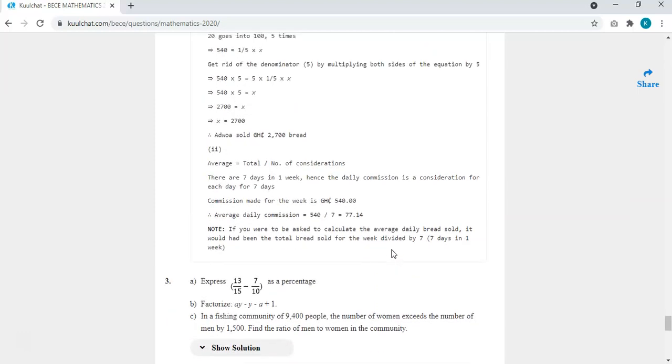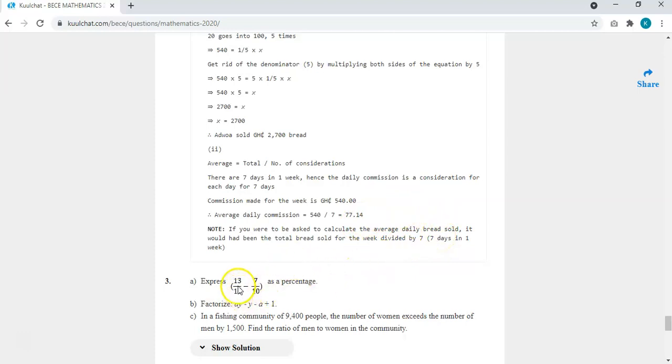So our last part, question number 3. Question number 3 says express 13 over 15 minus 7 over 10 as a percentage. If you are expressing something as a percentage, it means times 100. So you need to get the simplified fraction, then you multiply by 100, and you will be able to get the percentage of it.